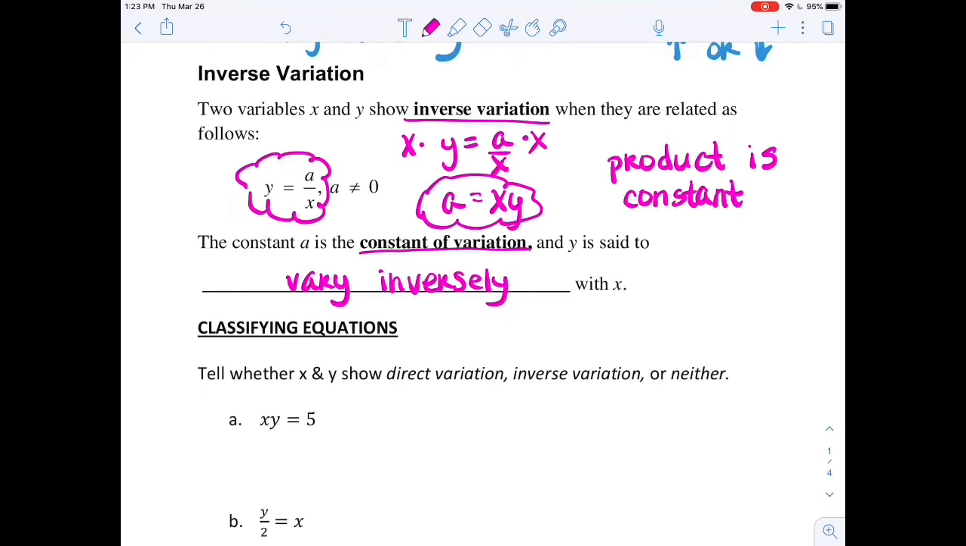All right, in this case, if we plug in bigger and bigger numbers for x, y is going to go down. And if we plug in smaller and smaller values for x, y is going to increase. So x increases as y decreases, and x decreases as y increases. All right, so that's inverse variation.